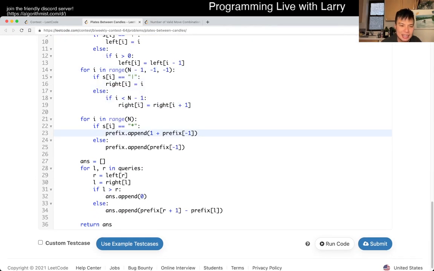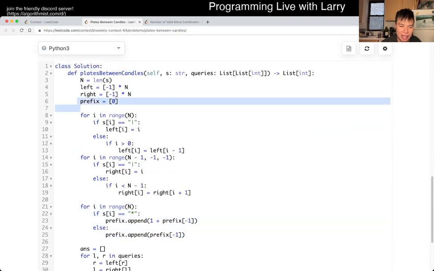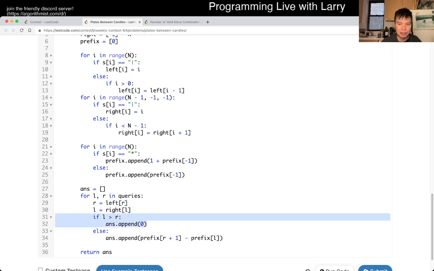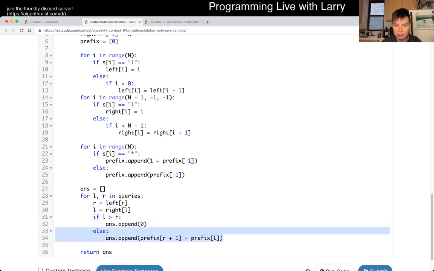Yeah, and in this case, this is the prefix sum that we were talking about. We set it to 0 on the left, of course. And then to answer a query, we move the right to the thing that's left of the right, which contains the pipe, and we do the same for the left. And of course, this means that we deleted everything, so we append 0. Otherwise, we do this prefix sum that we talked about. I have a lot of videos on prefix sum, I think, so check out one of those or let me know.